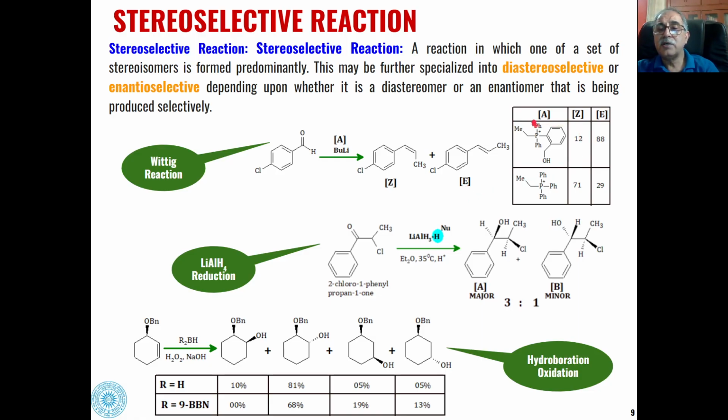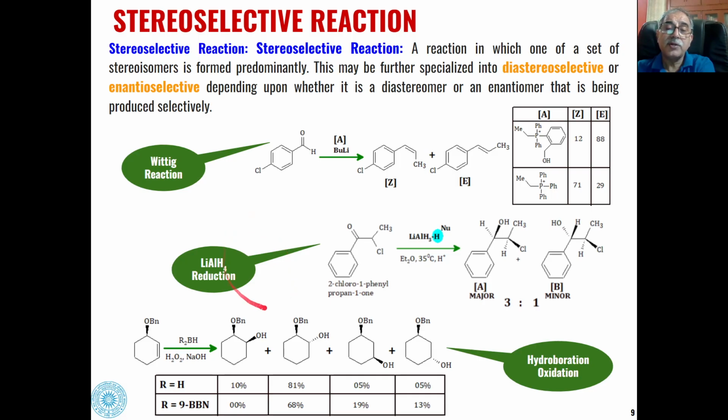You can see that if we are using this catalyst, then 12% of Z is formed and 88% of E is formed. That means here the E stereoisomer is formed predominantly in comparison to the Z isomer. Because of the formation of one of the stereoisomers in more yield in comparison to the other, this is an example of a stereoselective reaction.